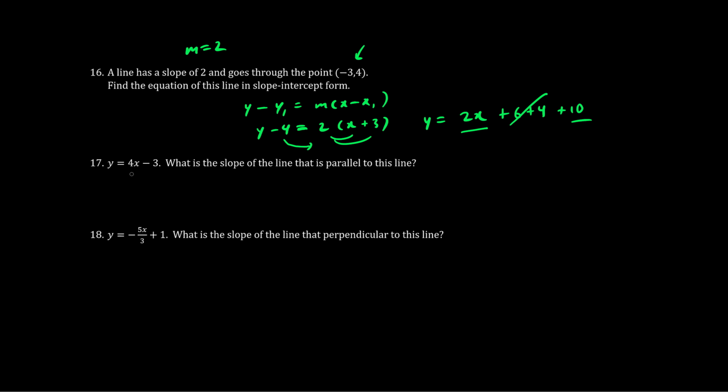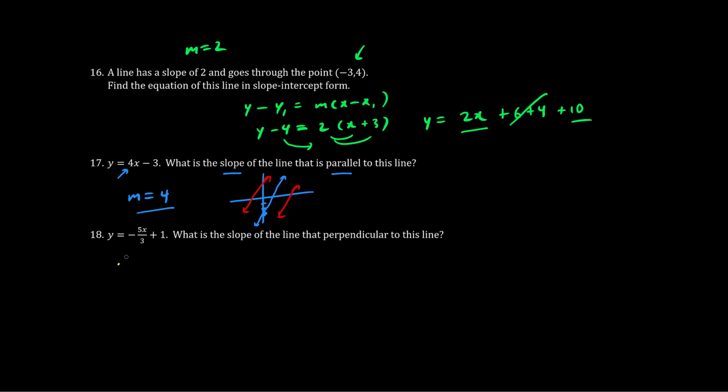For question 17, y equals 4x minus 3. What's the slope of the line that is parallel to this line? Now parallel means same slope, so we'll say that the slope is equal to 4. Y equals 4x minus 3. A positive slope of 4 is quite steep, and there's infinite other solutions in which we have parallel lines. There could be a parallel line here with a slope of 4, or a parallel line here as well.